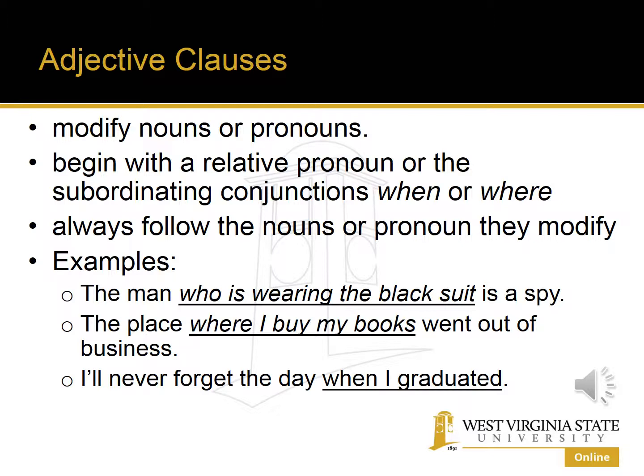Again, note the difference between a relative pronoun and a subordinating conjunction. Since a relative pronoun is a pronoun, it can function as both the coordinator and the subject of the clause. Who is wearing the black suit? Who is not only the relative pronoun, but it is also the subject of the clause. Subordinating conjunctions, including where and when, can never be the subject of the clause. So in both of my examples, I is the subject of the clause.